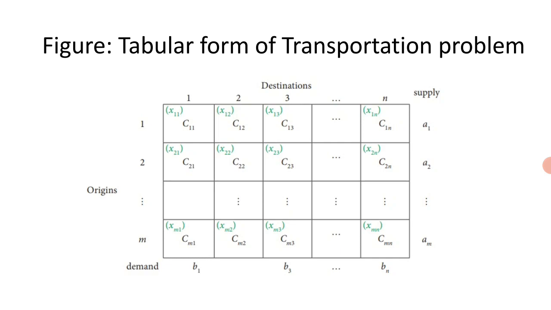The objective is to determine the quantity xij to be transported over all routes ij so as to minimize the total transportation cost. The supply limits at the origins and the demand requirements at the destinations must be satisfied. So this transportation problem can be written in the tabular form as given in the figure.